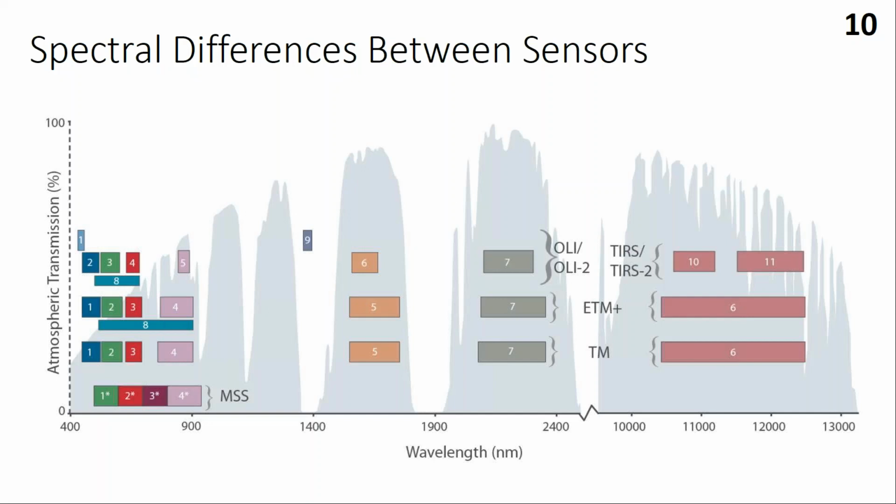There are also important spectral differences between the sensors. For example, the top line here shows the Landsat 8 Operational Land Imager, or OLI. You can see the near infrared band, which is that pink band labeled 5, and it's significantly thinner than the near infrared bands in Landsat 5 or Landsat 7, which are the 2 lines below it, where the near infrared band is labeled 4. They did that to avoid this absorption feature from water vapor. Next slide.